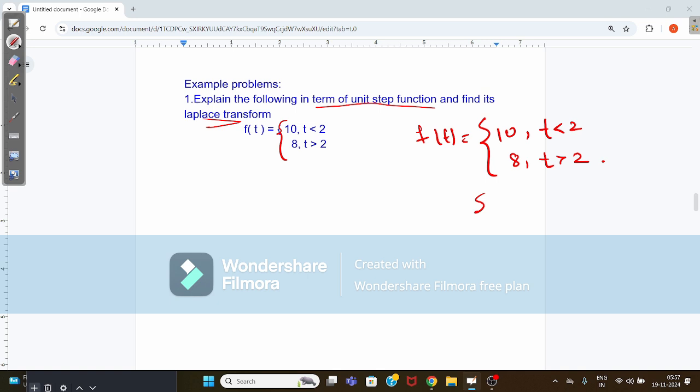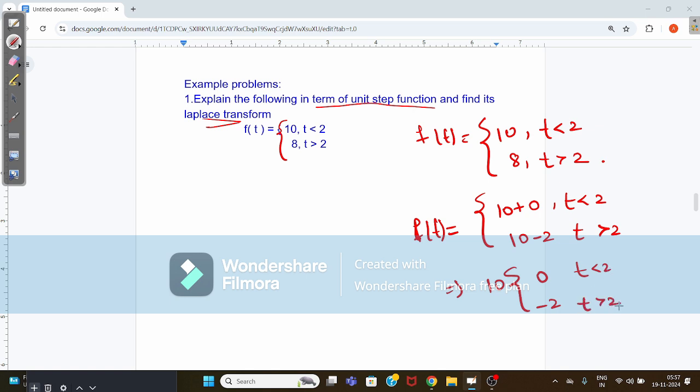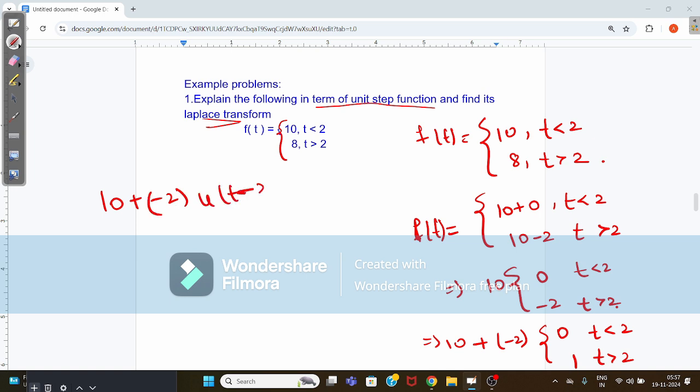So what we can write here: 10 plus 0 if t is less than 2, and 10 minus 2 if t is greater than 2. So f of t is equal to, taking 10 common, 0 and minus 2 if t is less than 2 and t is greater than 2. So this can be written as 10 plus minus 2 times 0 if t is less than 2 and 1 if t is greater than 2. So this whole value can be written as 10 plus minus 2 u of t minus 2.